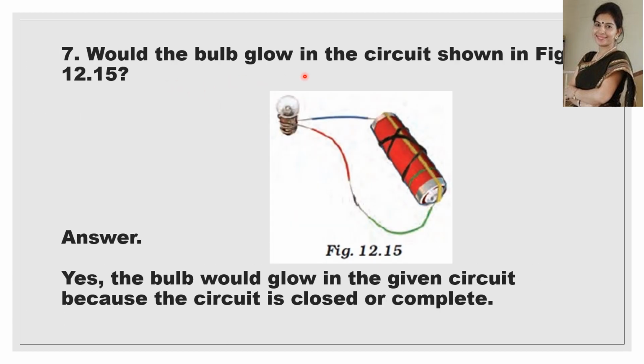Now would the bulb glow in the circuit shown in figure 12.15? Can you see the circuit and what will happen? The bulb will glow or not? Yes, the bulb will glow because all the wires are properly connected to the two terminals of the bulb as well as the cell. So yes, the bulb would glow in the given circuit because the circuit is closed or complete.